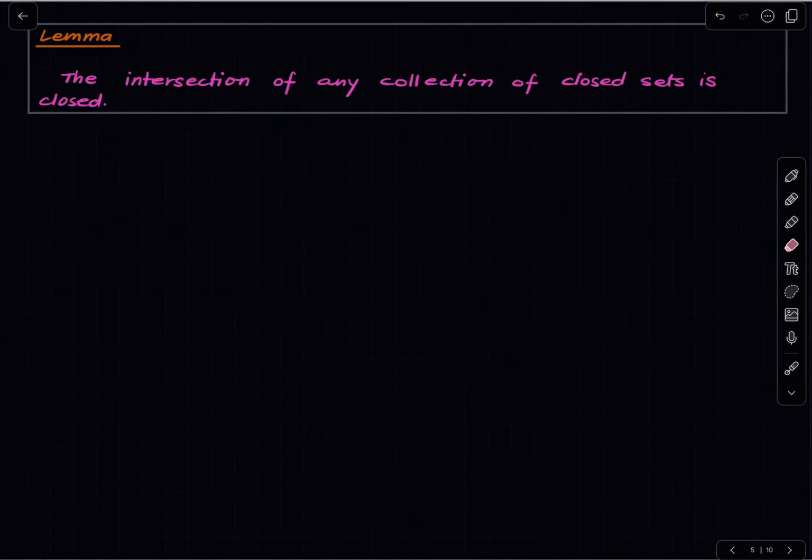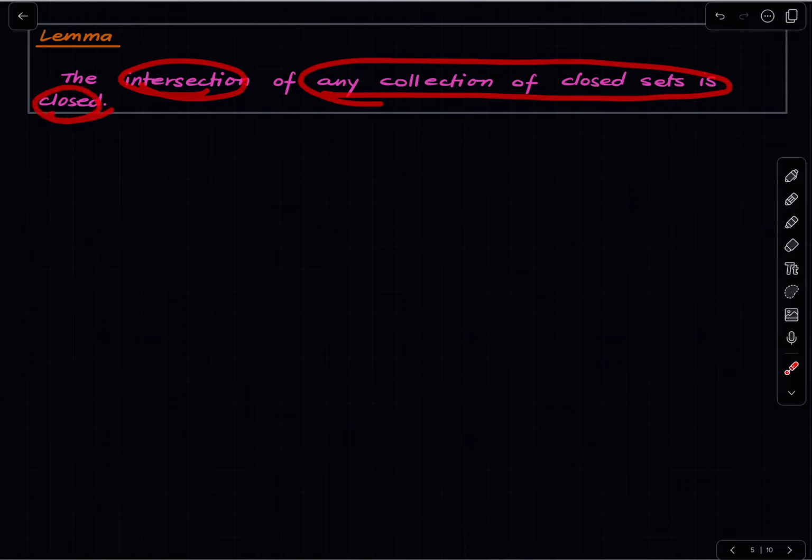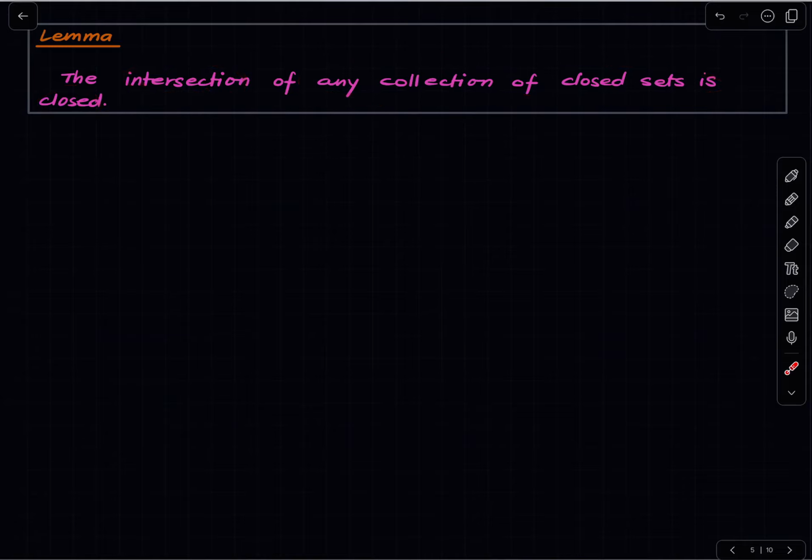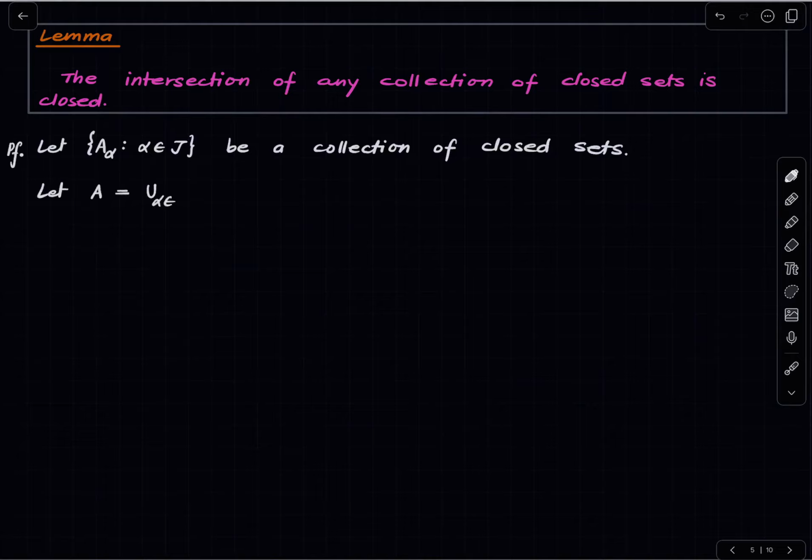This is slightly more interesting, but also an exercise in just set theory. So the intersection of any collection of closed sets is closed. Just like we had the union of any collection of open sets is open, and it will follow from that. So suppose we have a collection of closed sets, and let A be the union of all of them, and we want to show that A is closed.